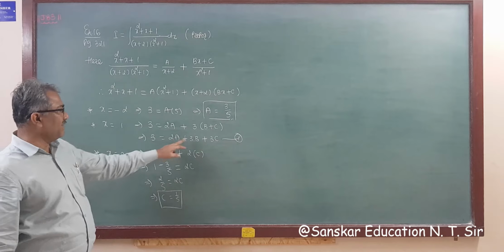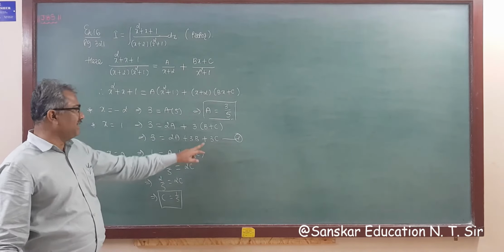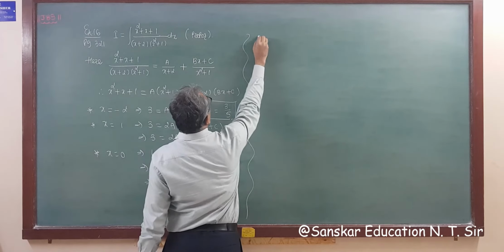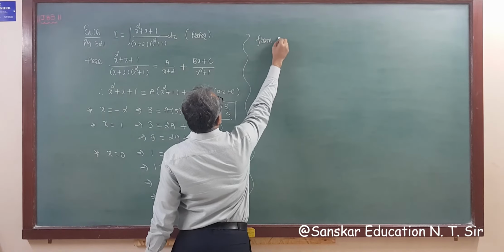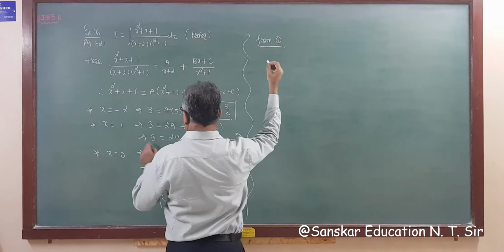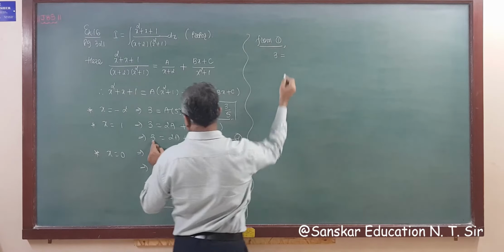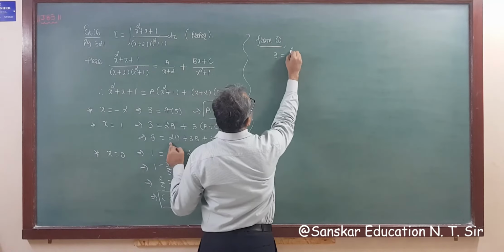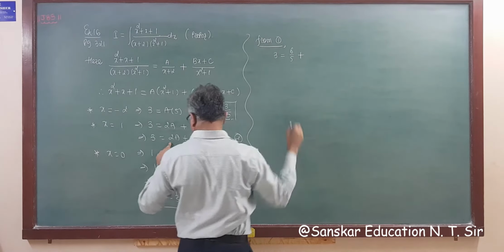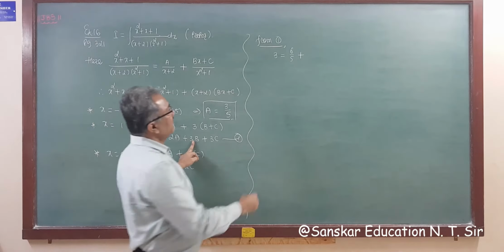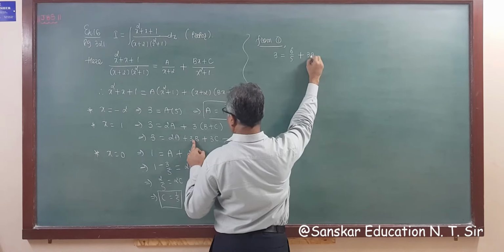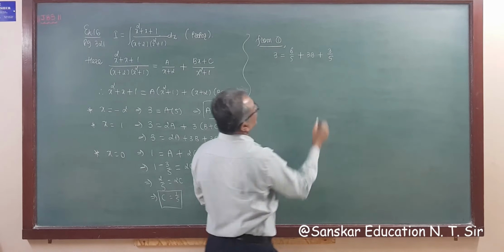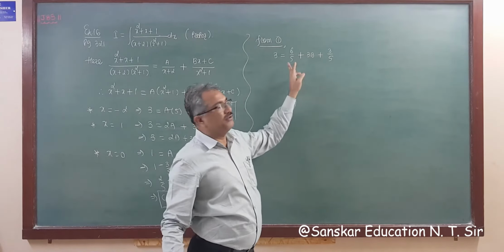So substitute the value of a and c here, we will get b. From equation 1, we will get 3 is equal to 2a plus b plus c, and a is 3 by 5, that is 6 by 5 plus b to be found out. So b as it is 3b and 3c, that is plus 3 by 5. So 6 plus 3, 9 by 5 is the answer.